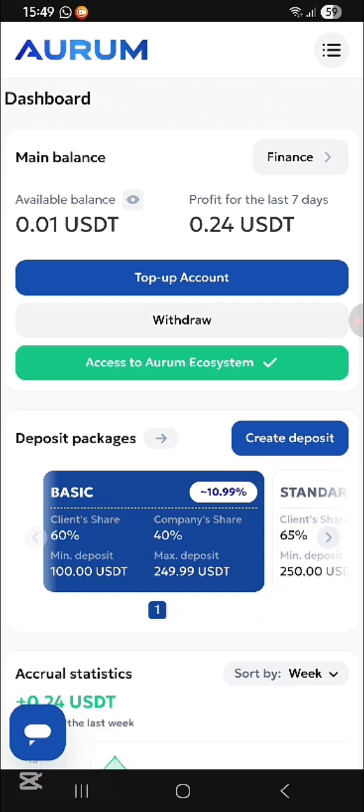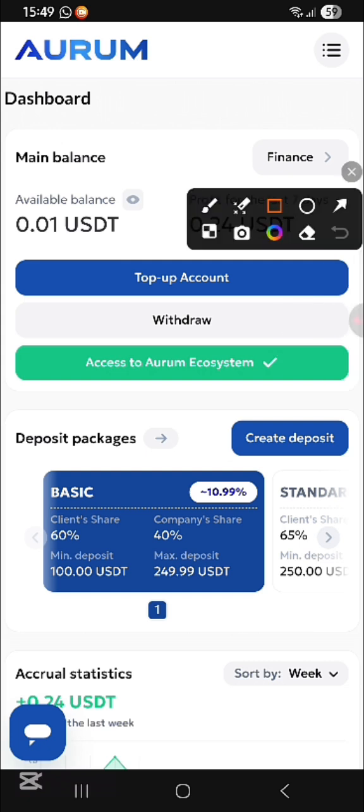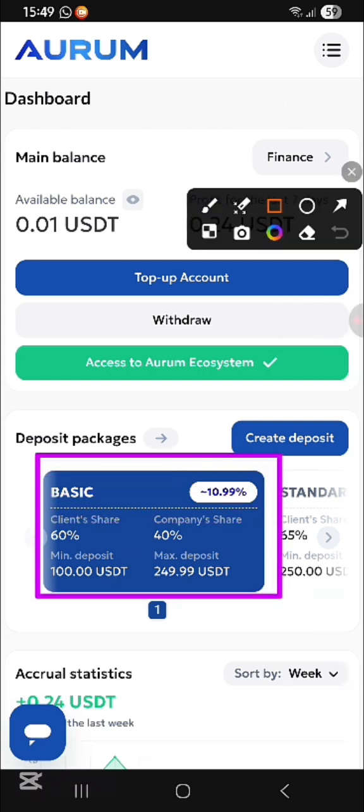The first one is what you're seeing on the screen right here. By the way, this is a brand new account. So as you can see, we have this plan highlighted right here, which is the basic, okay? There was a deposit into the trading account for $100, which is the minimum. So any deposit that falls between $100 to $250, as you can see here, falls under this basic plan.